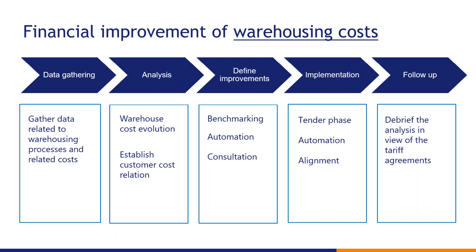The next step is to define improvements. The company was considering benchmarking logistic activities with 3 parties in order to achieve a better price. In addition, we identified which labor-intensive processes could be automated.